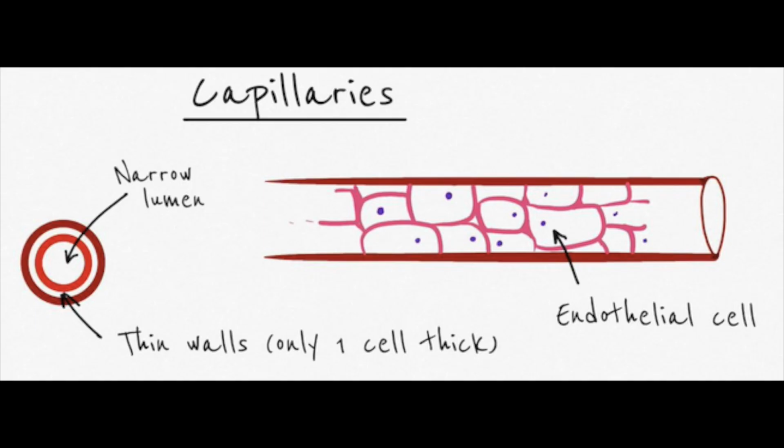Capillaries now. Capillaries are the tiny vessels that supply all our cells with oxygen. They are 1 cell thick, and this enables a very short diffusion distance, and they have an extremely narrow lumen.